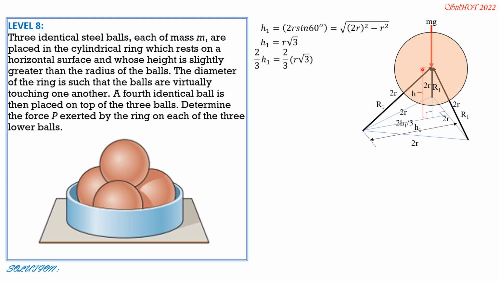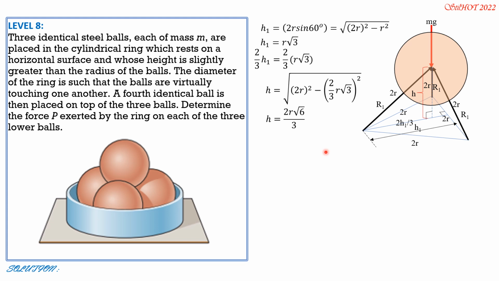So that we can now solve for H, the vertical component of distance of R1, each of these reactions R1. H is the square root of (2R) squared, the hypotenuse squared, minus (2/3 of H1, which is 2/3 of R square root of 3) squared. If you simplify that, that's 2R square root of 6 over 3.